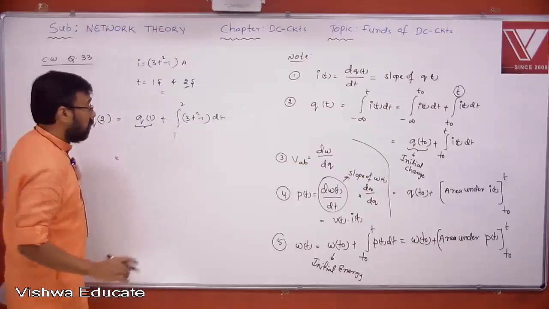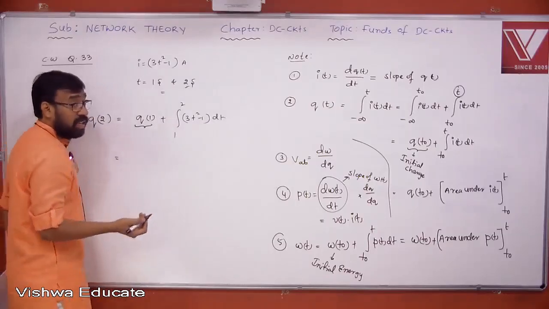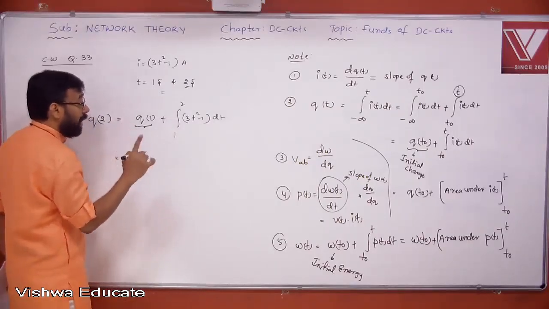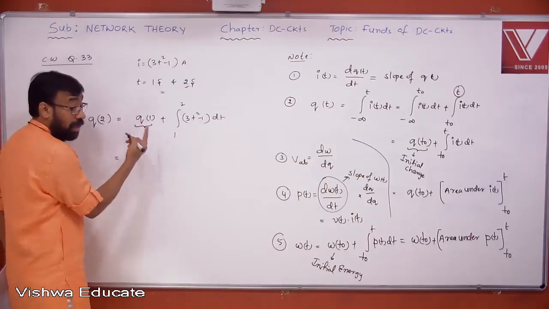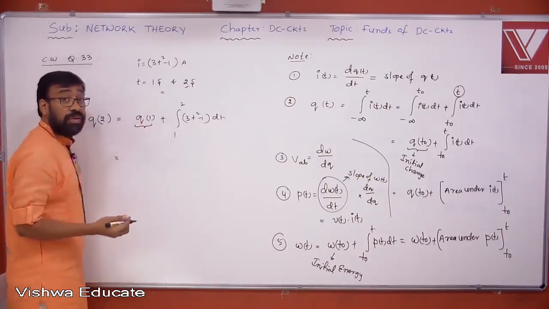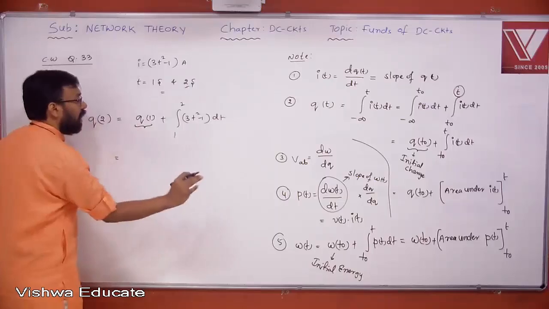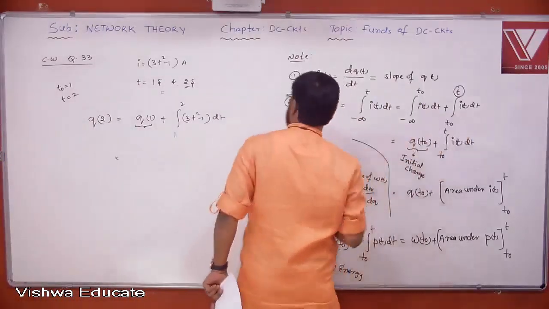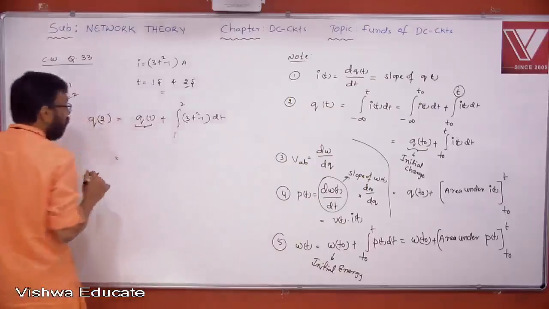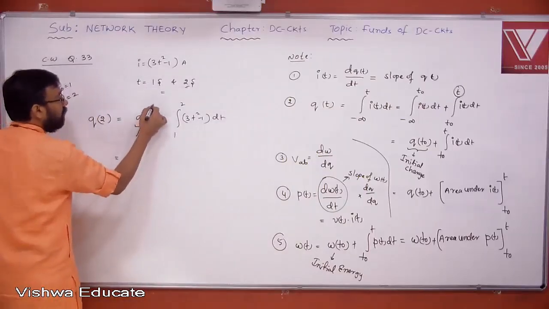No information is given, directly or indirectly. But always have a practice of writing this Q of t. Not always, but sometimes it will be given all of a sudden, and then you will be in trouble. It's always a good practice to write Q of t naught plus the integration from t naught to t of i of t dt. This value is 0.